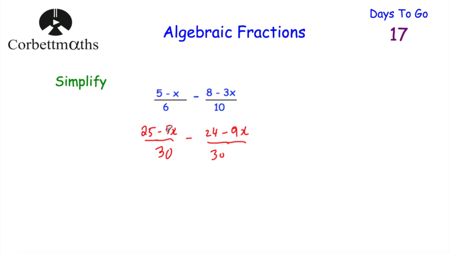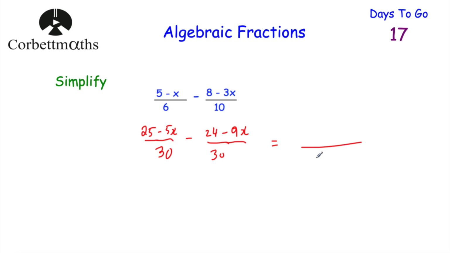So we've got 25 minus 5x over 30, subtract 24 minus 9x over 30. So they've both got a common denominator. Now we've got to be a little bit careful here because we are subtracting everything on the numerator. We're doing 25 take away 24, and we're doing minus 5x minus 9x. So we need to be careful there.